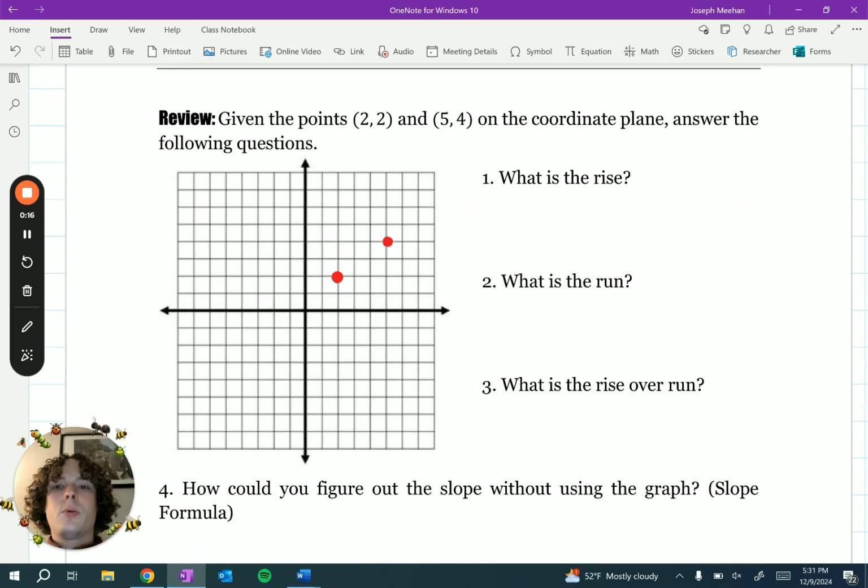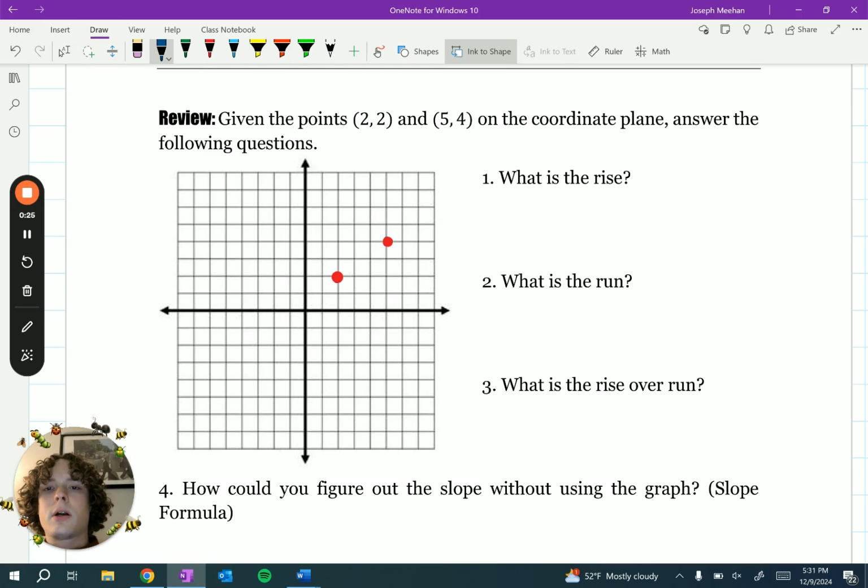Given 2 points, (2, 2) and (5, 4) on the coordinate plane, answer the following questions. What is the rise? The rise is how far up or down, the change in y values that's happening. The change in y values here goes up 1, 2. So the rise is 2.